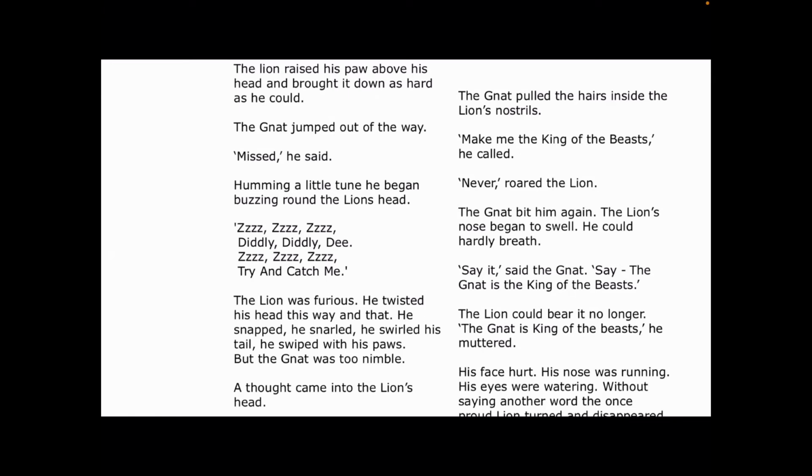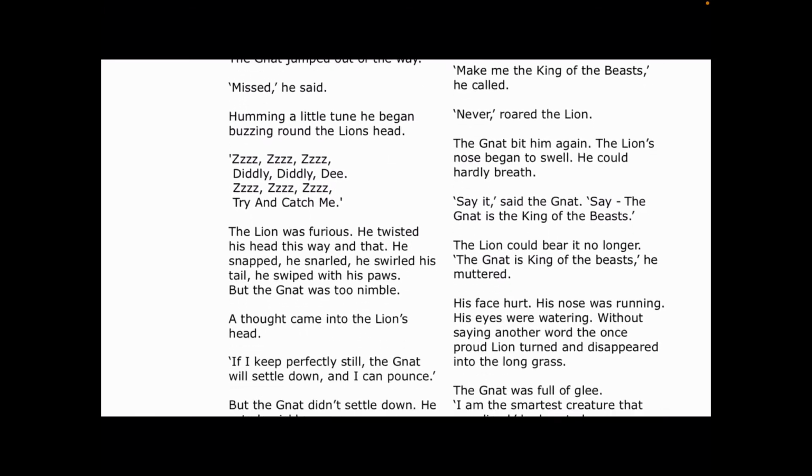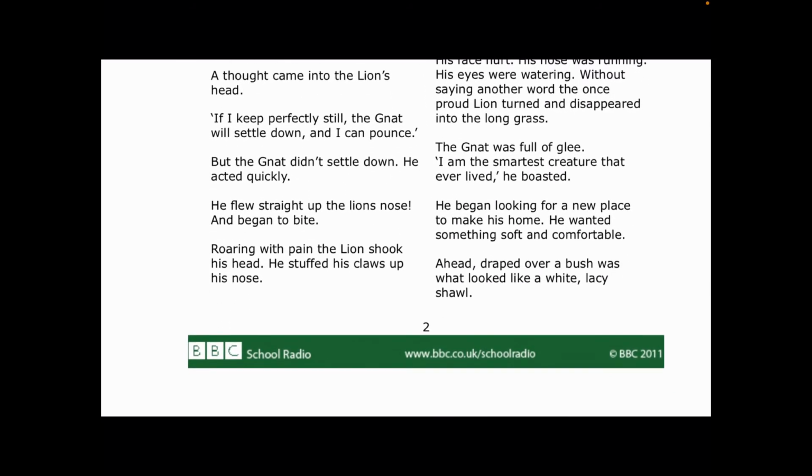He began buzzing round the lion's head. "Zzz, zzz, diddly-dee, diddly-dee, zzz, zzz, zzz. Try and catch me." The lion was furious. He twisted his head this way and that. He snapped, he snarled, he swirled his tail, he swiped with his paws, but the gnat was too nimble. A thought came into the lion's head. If I keep perfectly still, the gnat will settle down and I can pounce. But the gnat didn't settle down.